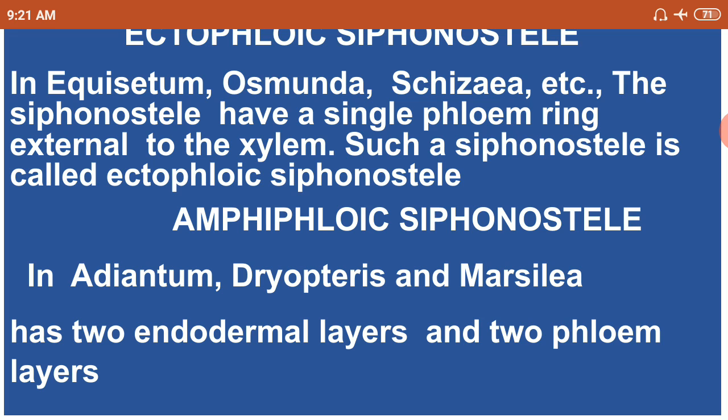Ectophloic siphonostele is found in Equisetum, Osmunda, Schizaea. The siphonostele has a single phloem ring external to the xylem. Such a siphonostele is called ectophloic siphonostele. Amphiphloic siphonostele is found in Adiantum, Dipteris, Marsilea. It has two endodermal layers and two phloem layers.